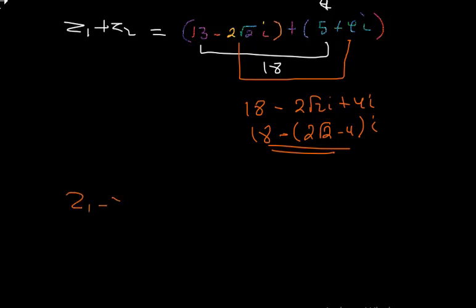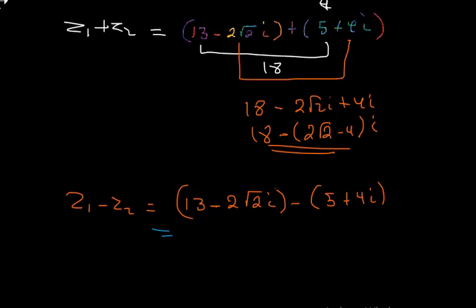So z1 minus z2. You already have the two complex numbers: 13 minus 2 root 2 i, minus 5 plus 4i. Okay, so let's see what will happen. First, distribute this negative to the 5 and to the 4. So 13 minus 2 root 2 i, and when you distribute, that would be negative 5, and negative 1 times positive 4i is negative 4i.